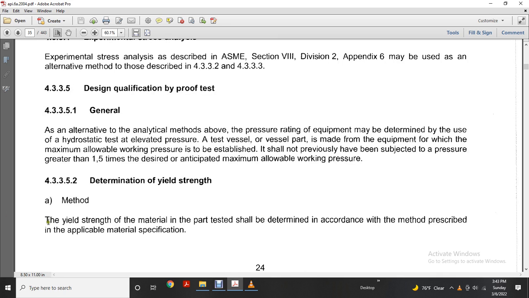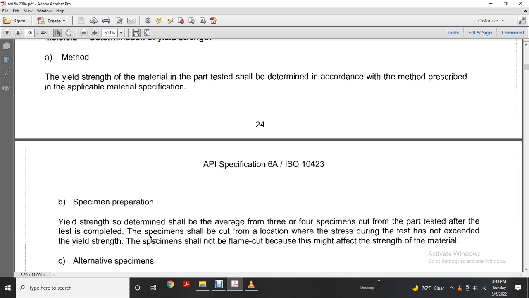Determination of the yield strength method. The yield strength of the material of the part tested is determined in accordance with the method prescribed in the applicable material specification. Specimen preparation: the yield strength determined shall be the average of the 3 or 4 specimens cut out of the part tested after the test is completed. Specimens shall be cut from a location where stress during the test did not exceed the yield strength. The specimen shall not be flame cut, because that might affect the strength of the material.